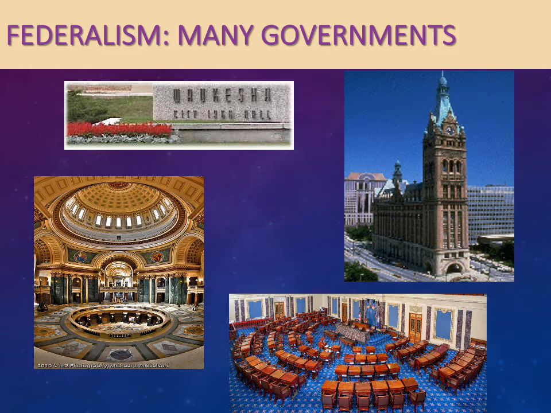And there are 50 state governments, obviously, because there are 50 states, and each of them has their own constitution and makes their own laws. And then in the top left and right, on the left-hand side is the Waukesha City Hall, city government. And on the right-hand side is the beautiful building of the Milwaukee City Hall. If you've never been there, check it out. It's an architectural wonder. So these are just some images that show you all the many different governments that we have, even represented just here in Wisconsin.